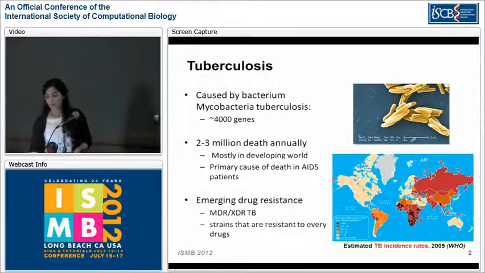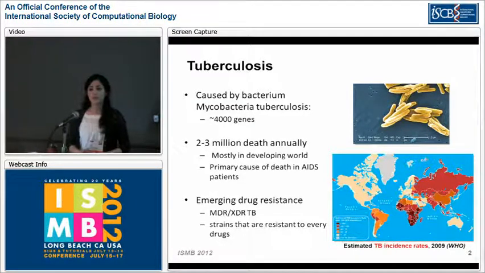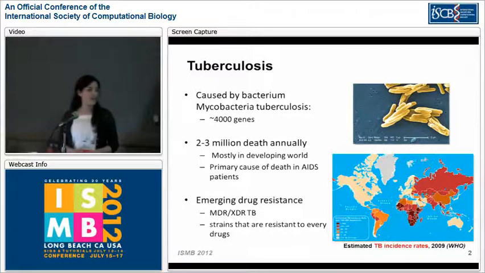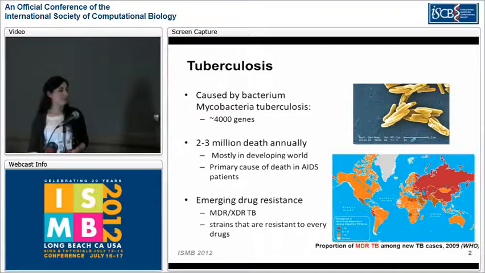More importantly, despite the fact that we didn't have a single drug for TB just 50 years ago, we now see this recent emergence of drug-resistant strains. For example, the XDR, or extensively drug-resistant strains, are basically resistant to every drug that is out there. And these cases have been reported all around the world.